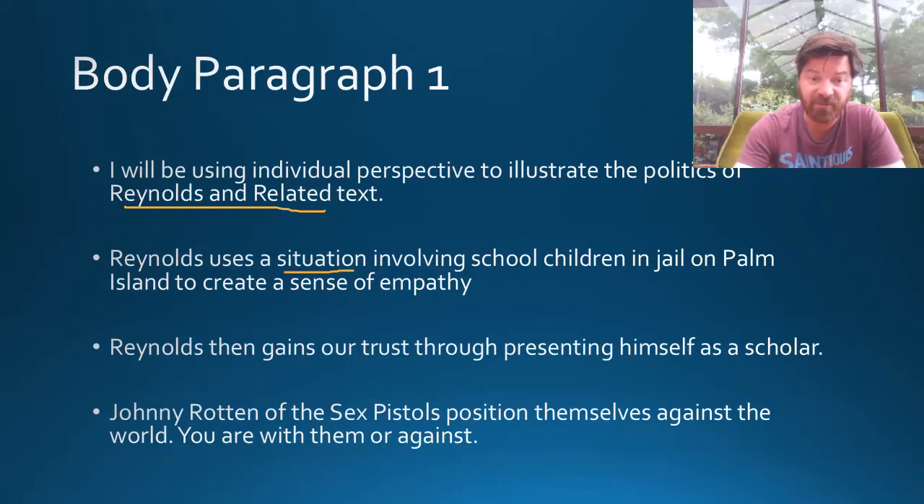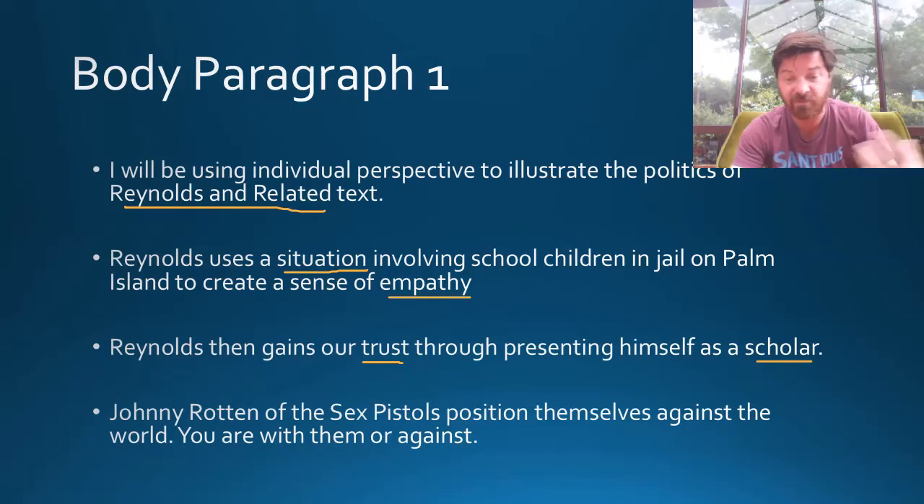Okay, we've got a situation involving the school children in the jail on Palm Island. We're going to talk about how that creates a sense of empathy for the reader, and that's why he's put it in there. Then we're going to talk about how Reynolds gains our trust, presenting himself as a scholar or a smarty pants. Then we're going to have a look at the related text where Johnny Rotten of the Sex Pistols positions himself or his band and punks against the world. You're either with them or against.